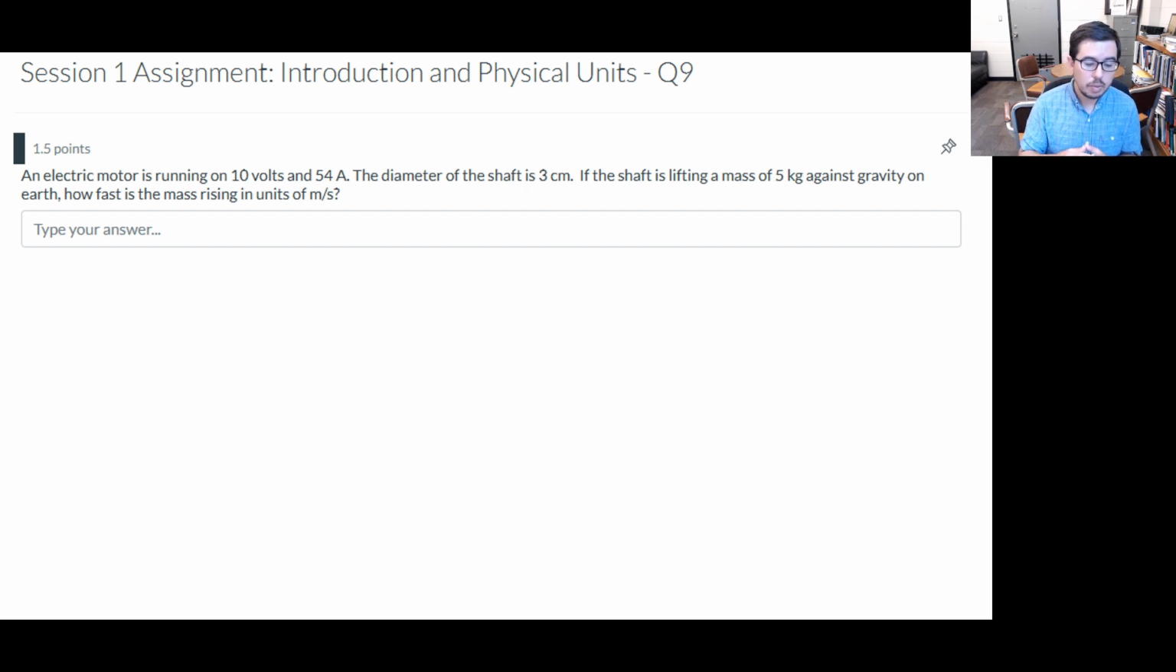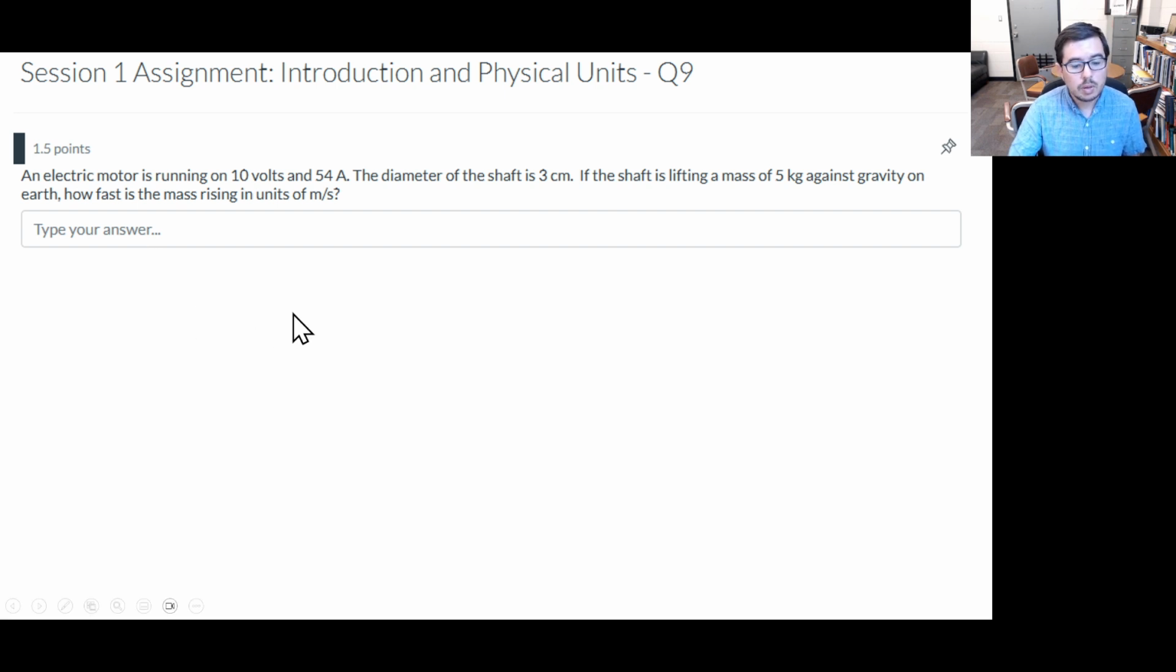In this problem, we are going to look at the relationships between electrical power and mechanical power in a rotational system. We have an electric motor running on 10 volts and 54 amps. The diameter of the shaft is 3 centimeters, and the shaft is lifting a mass of 5 kilograms against gravity on Earth. And we're being asked, how fast is the mass rising in units of meters per second?